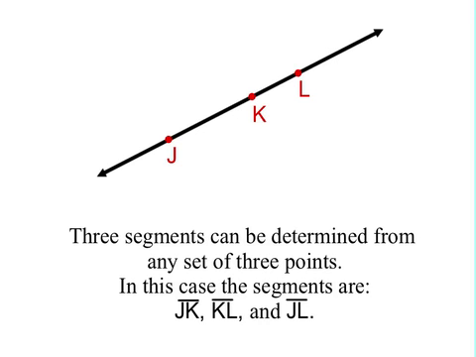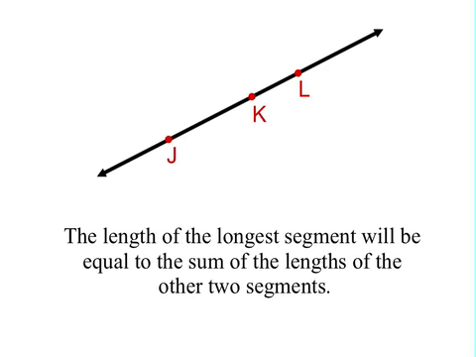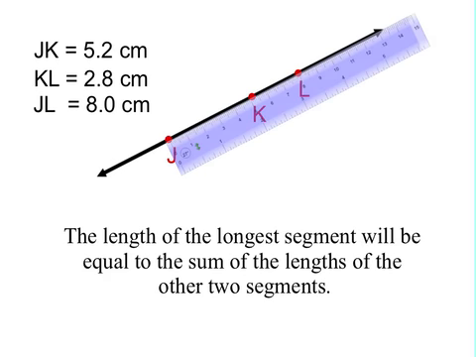3 segments can be determined from any set of 3 points, and in this case, the segments are JK, KL, and JL. The length of the longest segment, in this case JL, will be equal to the sum of the lengths of the other 2 segments. Let's get our ruler out and show that. J to K is 5.2 centimeters, K to L is 2.8 centimeters, and J to L is 8.0 centimeters. And if we add 5.2 plus 2.8, we get 8.0.